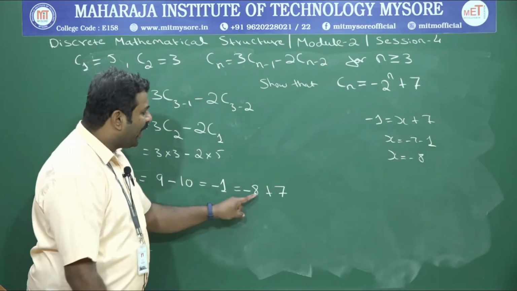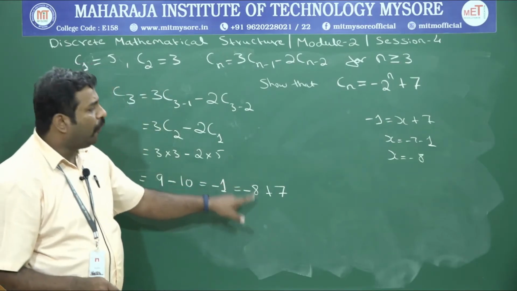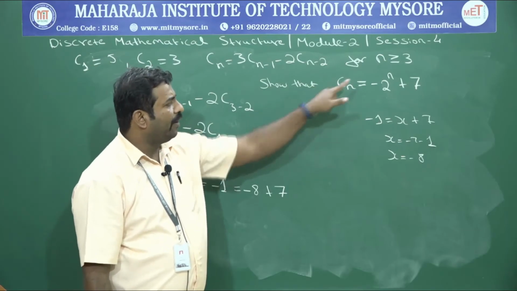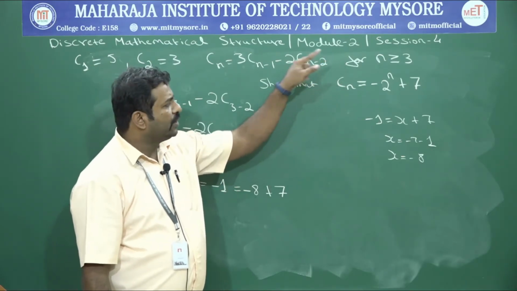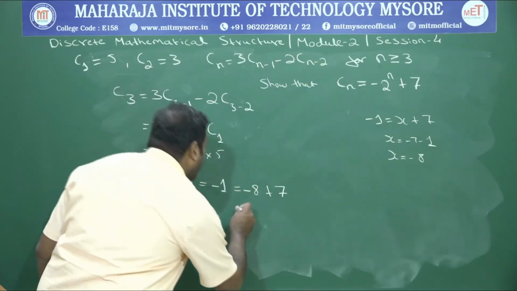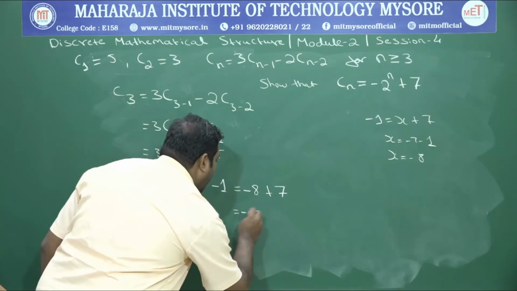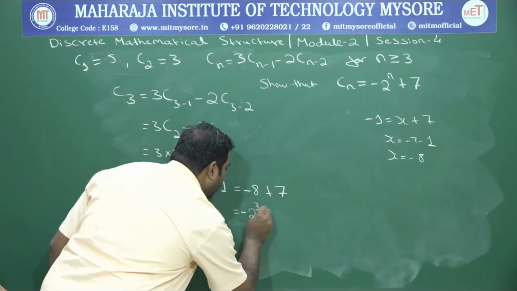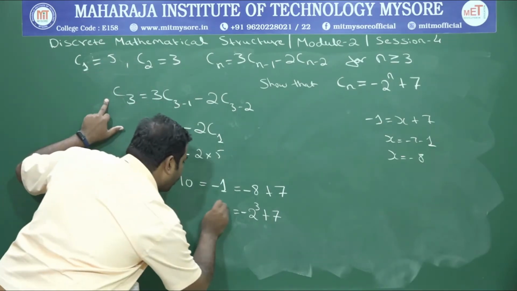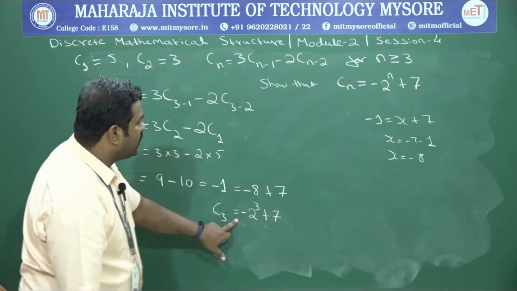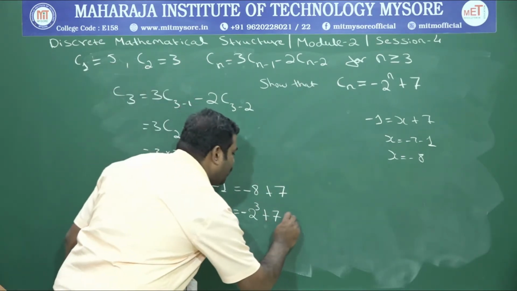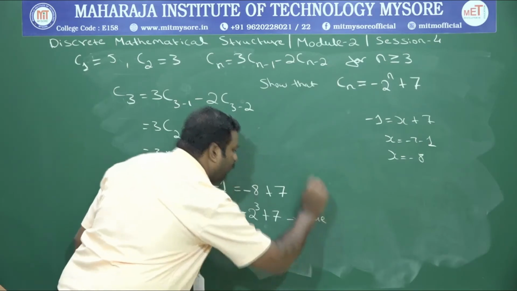Is it fine? Now, can I express 8 in the form of 2 to the power of something? Yes. 2 to the power of 1 is 2, 2 to the power of 2 is 4, and 2 to the power of 3 is 8. Hence, I am going to replace 8 with 2 to the power of 3, plus 7. So now C3 equals minus 2 to the power of 3 plus 7. Hence it is true for the first case.